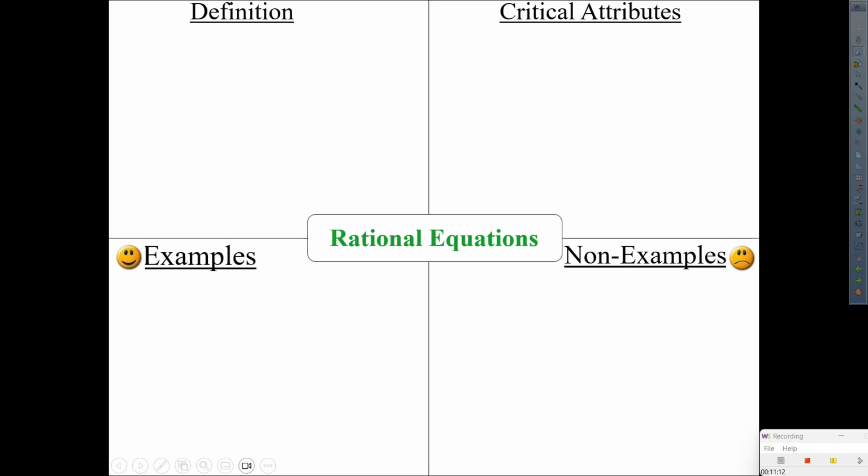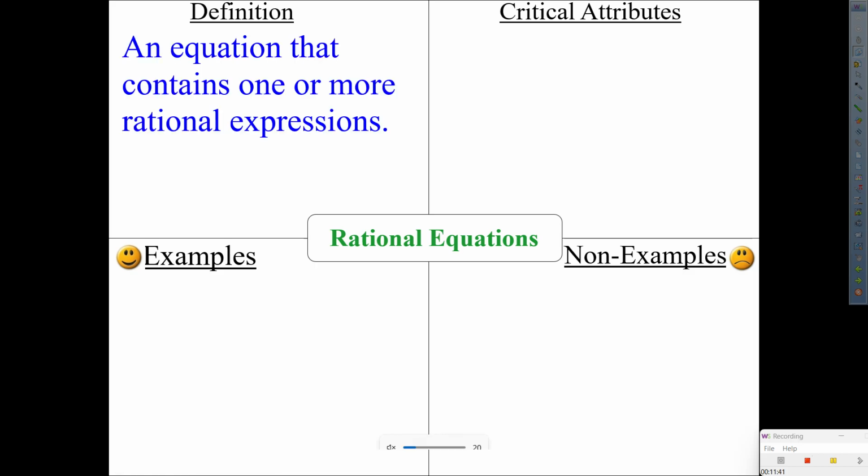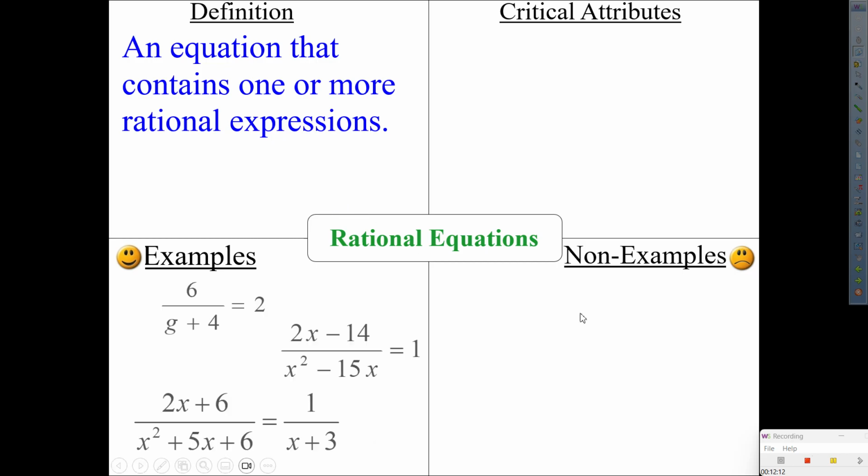Can you picture it just by the definition? Rational equations are equations. Can you picture an equation? What's so specific about that? Tell your neighbor. It has an equal sign. But then it says contains one or more rational expressions. Have we been working with rational expressions? Yes. They are what, in one word? Fractions.